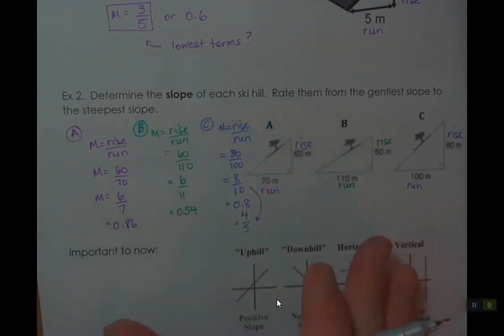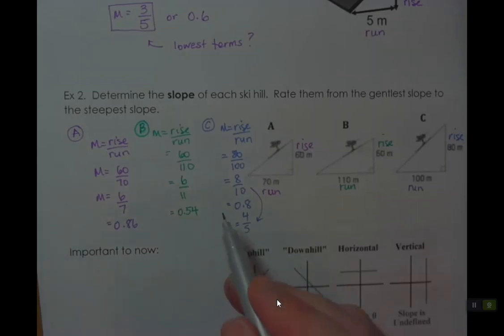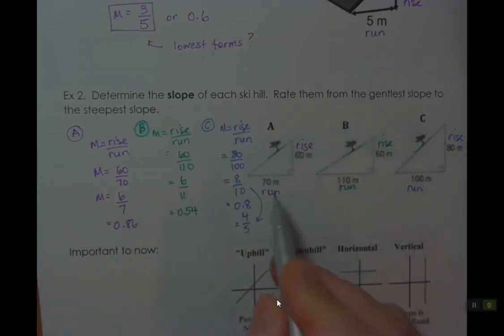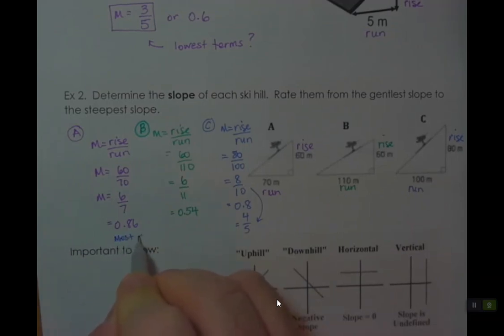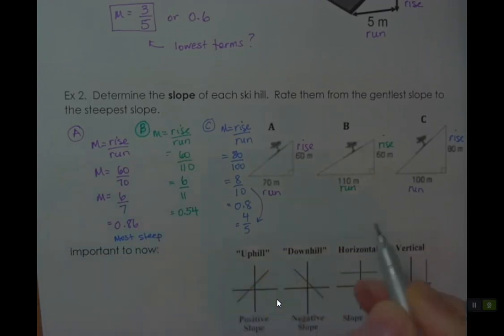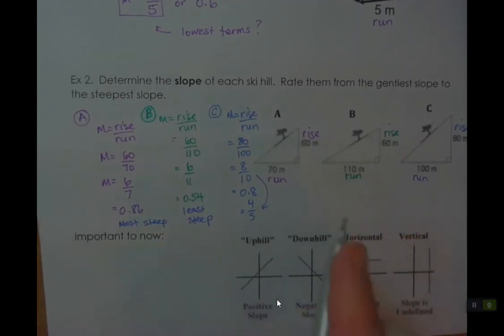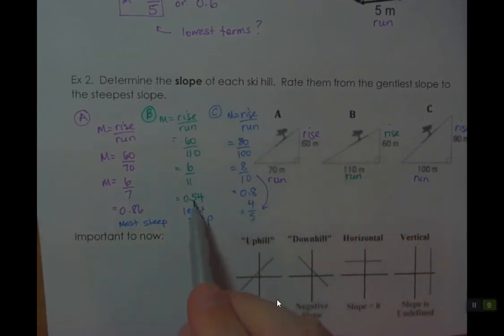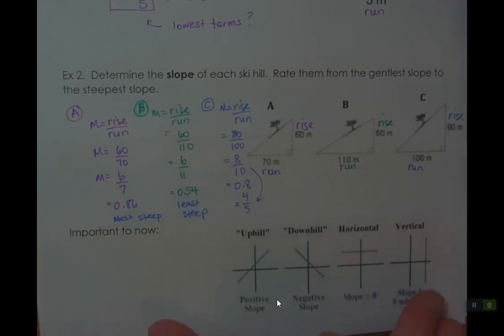But if we were trying to rank them from least steep to most steep, how would you know? All right. Well, if I was looking at this, the higher the rise to run, the more steep it is. So I would say this would be the most steep. And I would say that this is the least steep, because the ratio, this one is smaller compared to this one being larger.